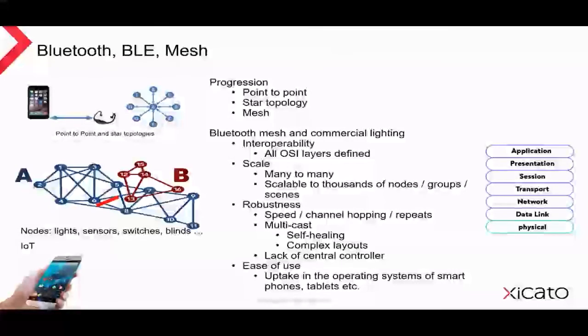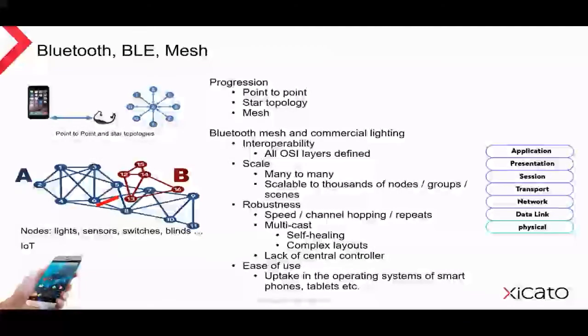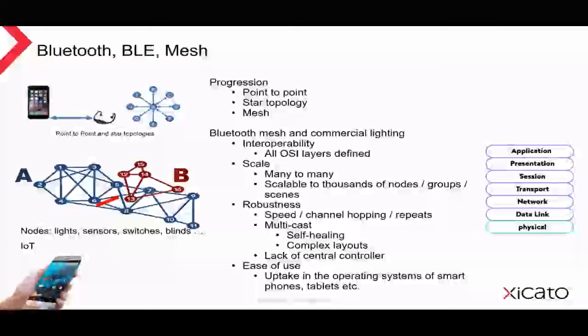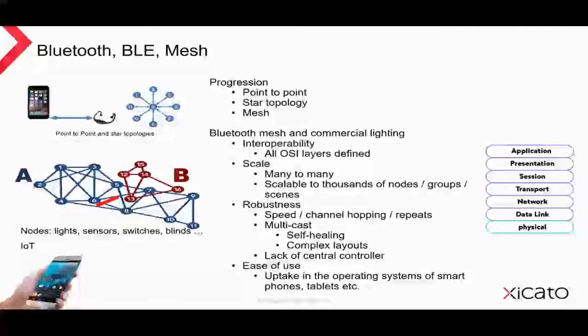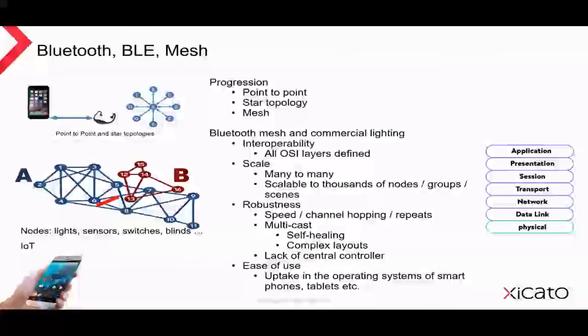This means that the lighting designers are totally free to mix different manufacturers in their schemes, knowing that SIG Mesh compliance will mean compatibility across all nodes or devices. On the topic of scale, again, with commercial lighting applications in mind, Bluetooth Mesh allows thousands of devices to be connected together and thousands of groups and scenes to be created, but also facilitates a phased approach to implementation as opposed to requiring a complete install from day one.